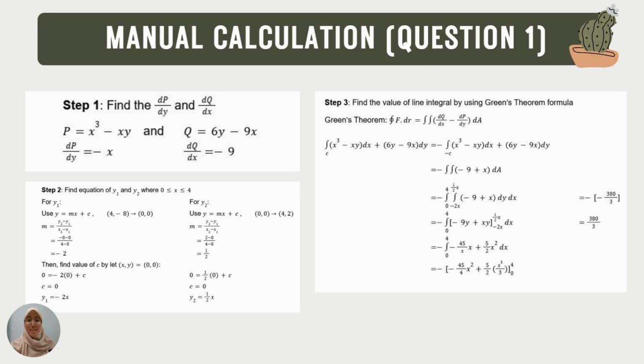Therefore, it can be expressed as negative of the double integral of negative 9 plus x with respect to y and with respect to x, where the limit of y is from negative 2x to 1 over 2 x, and the limit of x is from 0 to 4. For the final answer, we got 380 over 3.